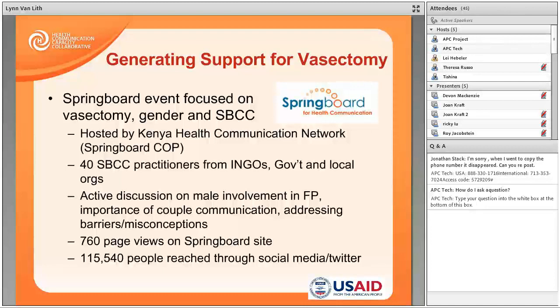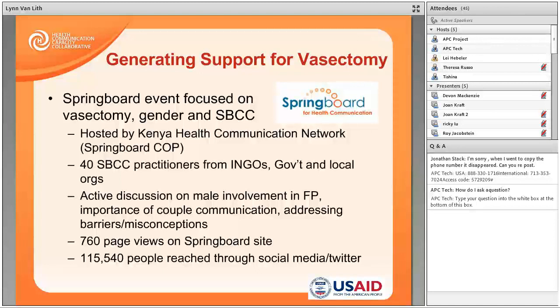So we used the Springboard platform to generate some buzz around World Vasectomy Day in Kenya, and the event itself was hosted by the Kenya Health Communication Network, which is the Springboard community of practice in that country, and 40 social and behavior change communication practitioners from international NGOs, government, and local organizations were involved.